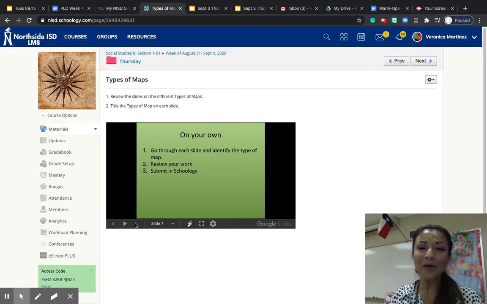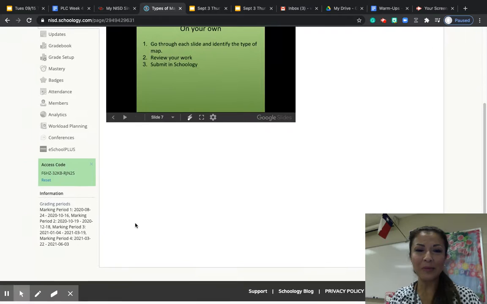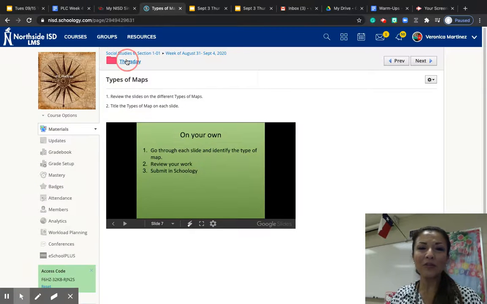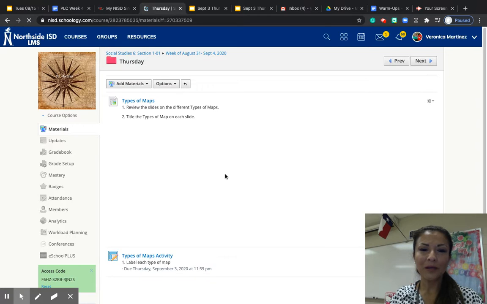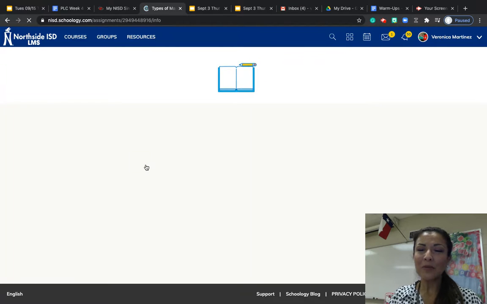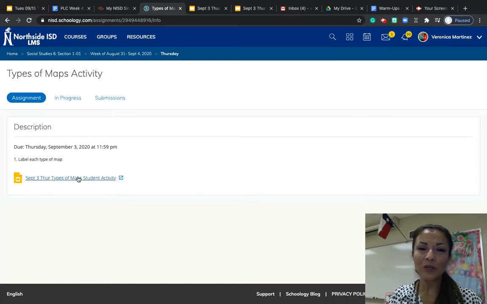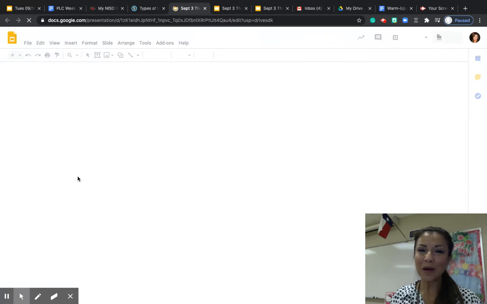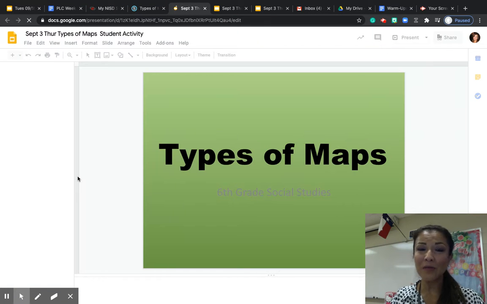All right, so on your own, you're going to work on your types of maps activity. So then we're going to go back to Thursday, and you're going to click on types of map activity. Now remember, the first thing you should always do is you should always look at the title of the map. The title of the map is going to give you a lot of information.